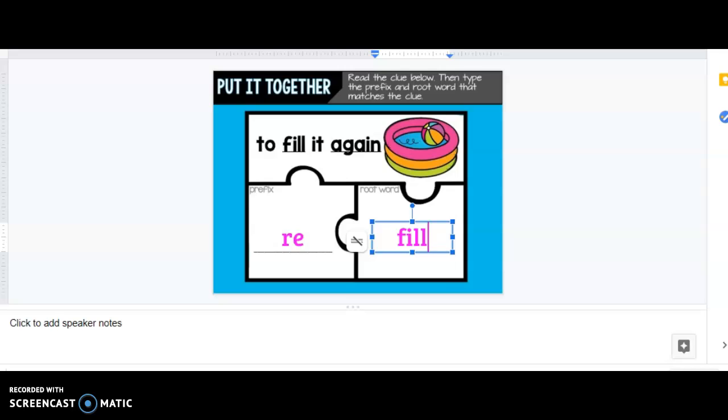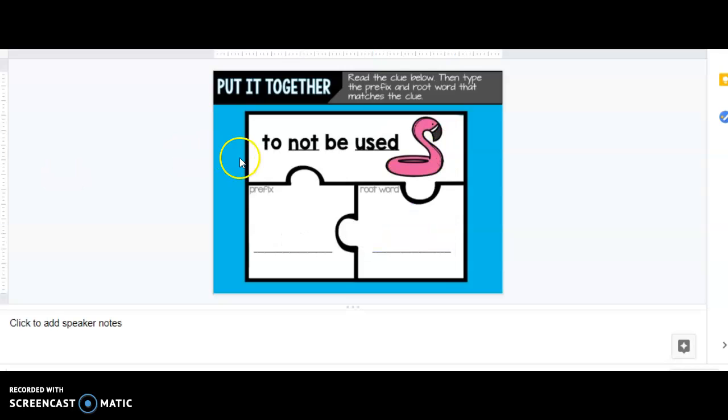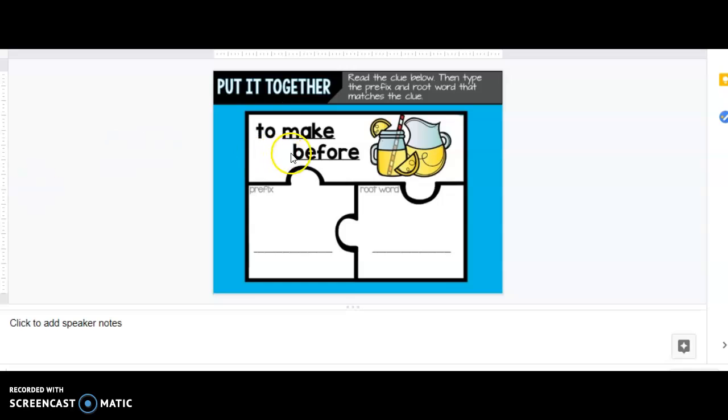You will do the same for this slide that says to not be used, to make before, and to hear wrongly.